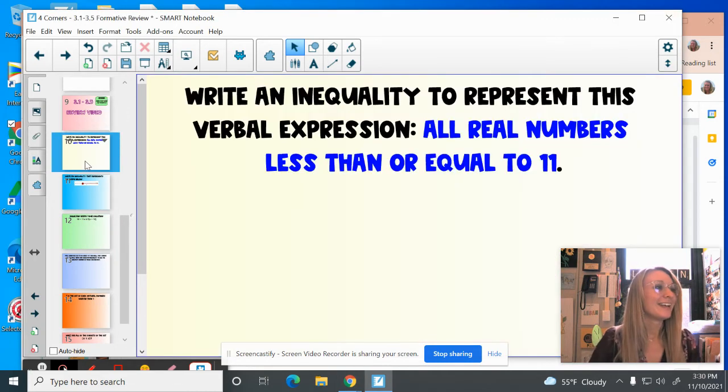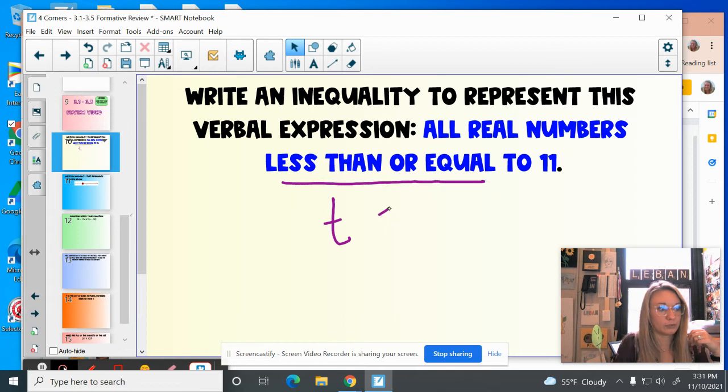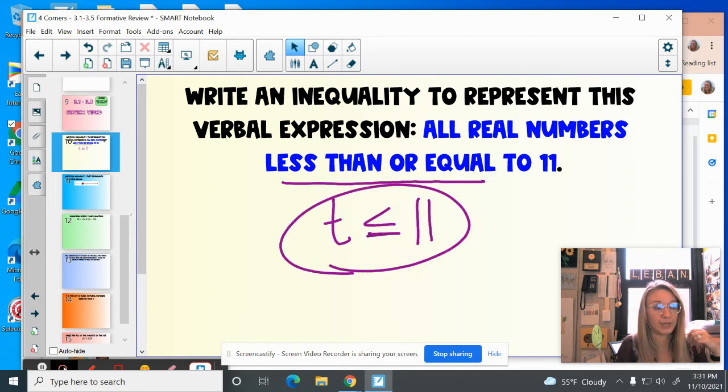Okay, here we are. So, topic number one is when you're looking at a verbal expression and then you need to translate it to a mathematical inequality. In this case, we've got all real numbers less than or equal to 11. Whenever you see all real numbers, you just pick a variable to represent that. So we can use t. Less than or equal to, so less than or equal to 11. And that's all that you would need to show me. So you'll have a few that's at the start of your formative.